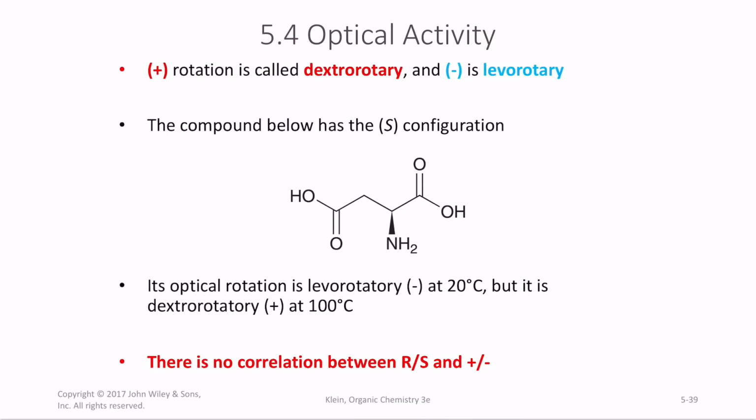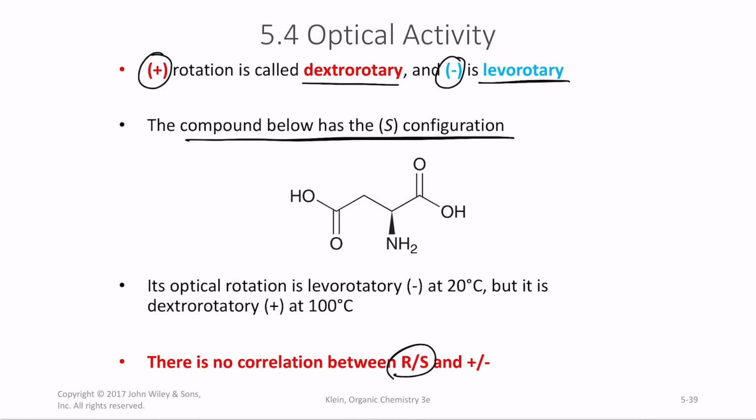And whenever your molecule gives you a positive specific rotation, we call it dextrorotatory. If it is negative, it's called levorotatory. So if the compound below here has an S configuration, that does not mean that it has to be positive, which means that there is no correlation between R and S and positive negative. But if you have R and S, if one is positive, the other will be negative. Or if one is negative, the other will be positive.